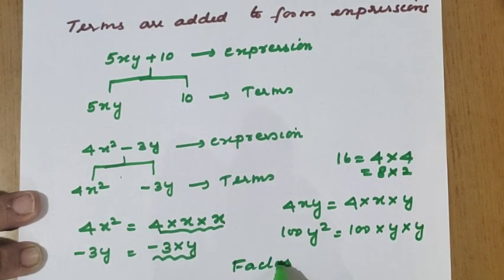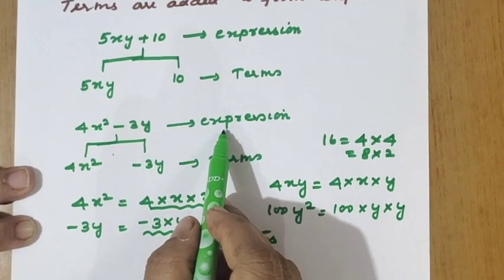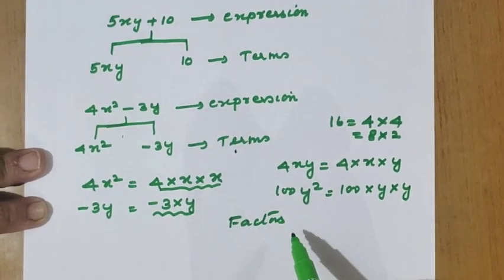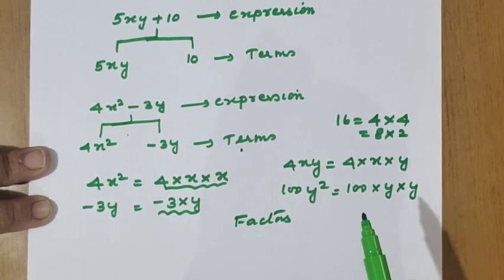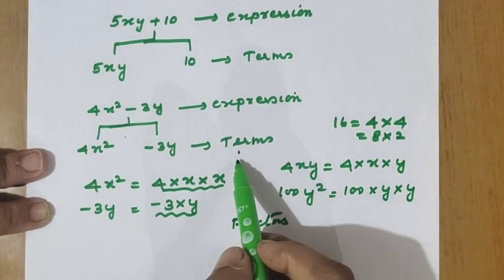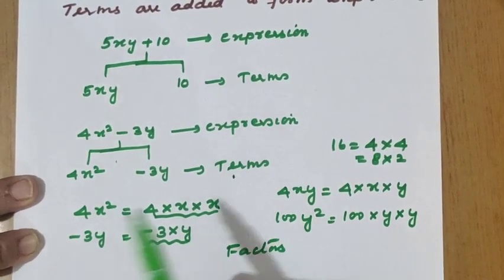So for getting terms, what should we do? Factors are multiplied to get the terms. So the basic is factors, right? Then what will we get? Terms. Then what are we going to get? Expressions, right? So these are the things you have to remember. How are expressions formed? Terms are added to form the expressions.